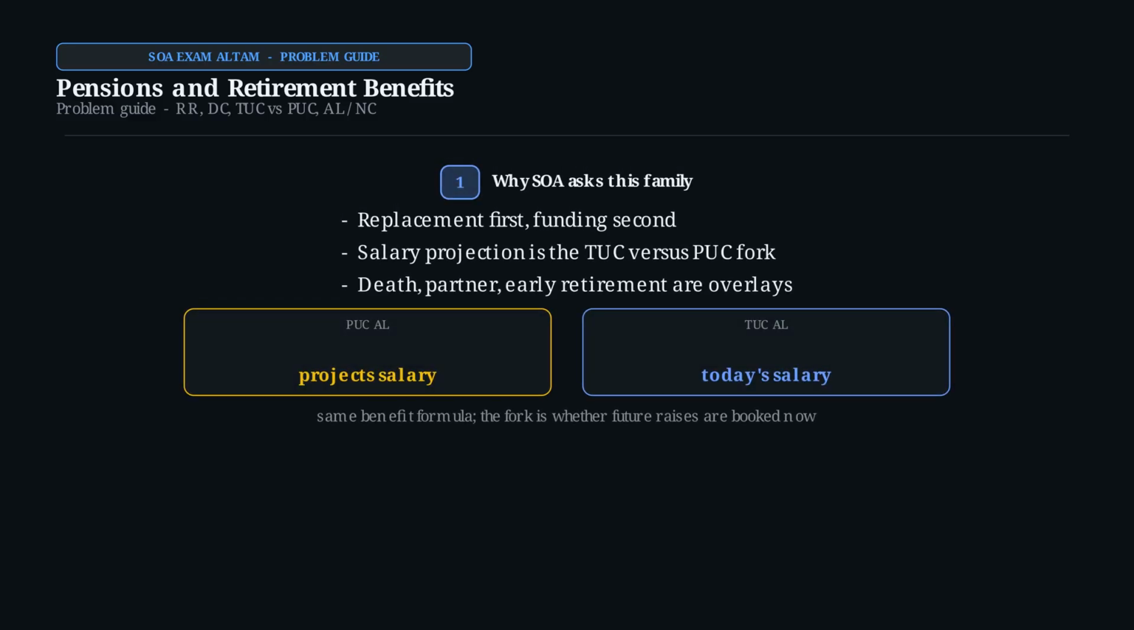SOA asks this because retirement promises are a different machine from insurance EPVs. First, they want a replacement ratio, benefit over salary. Then they want a contribution rate that hits a target. Then they want an accrued liability and a normal cost, and the fork is whether salary is projected. Partner benefits and early retirement options sit on that same liability, not on a new syllabus topic.